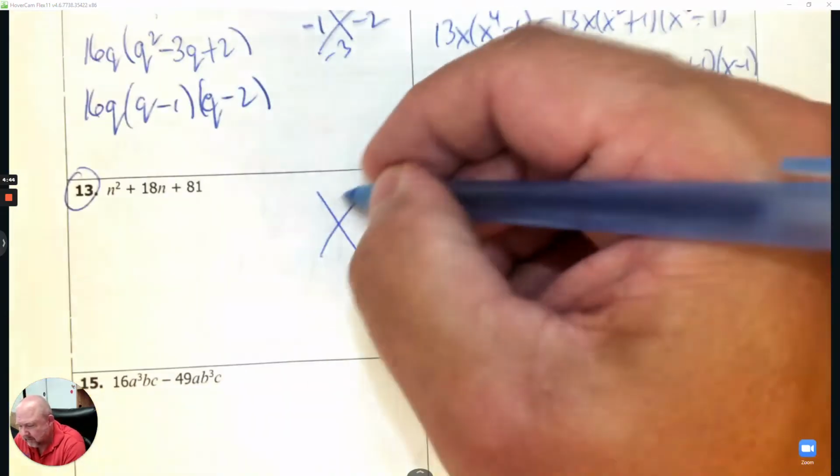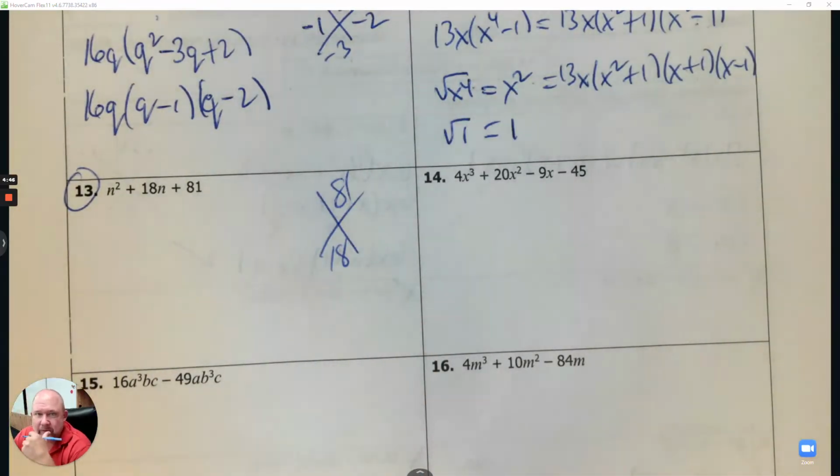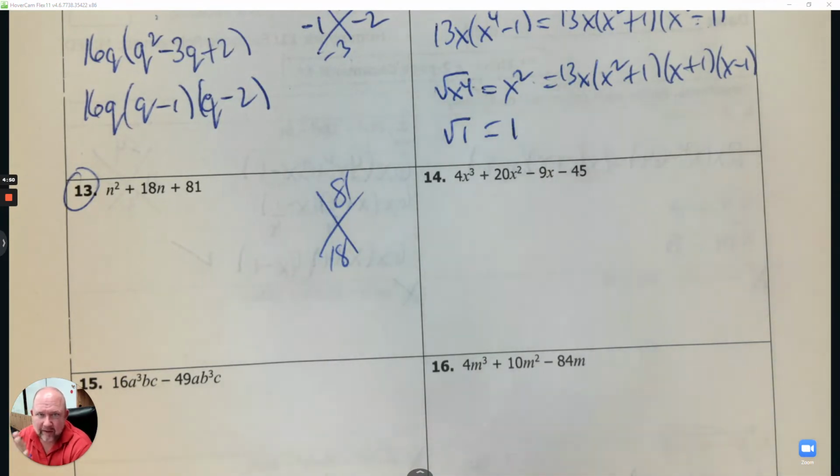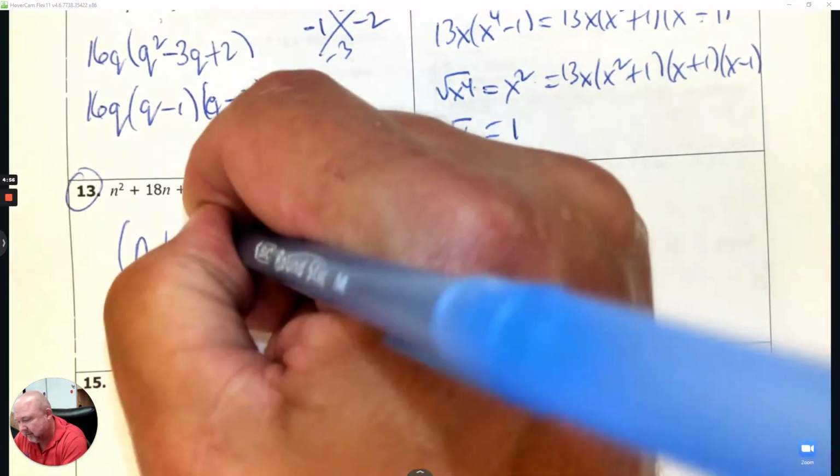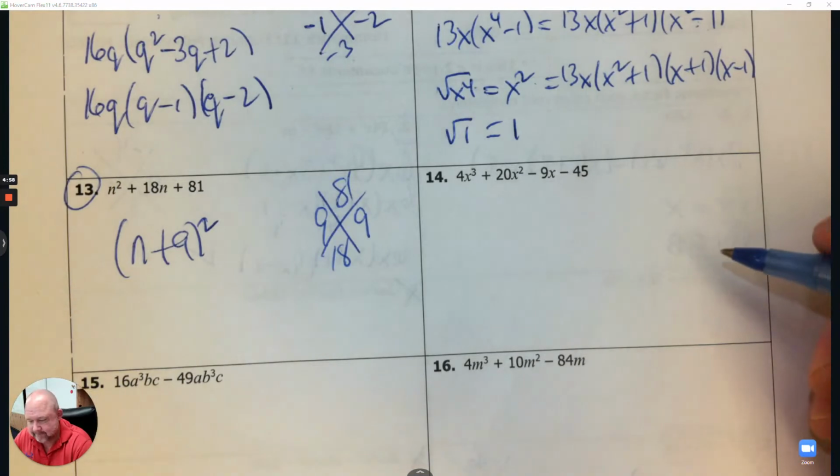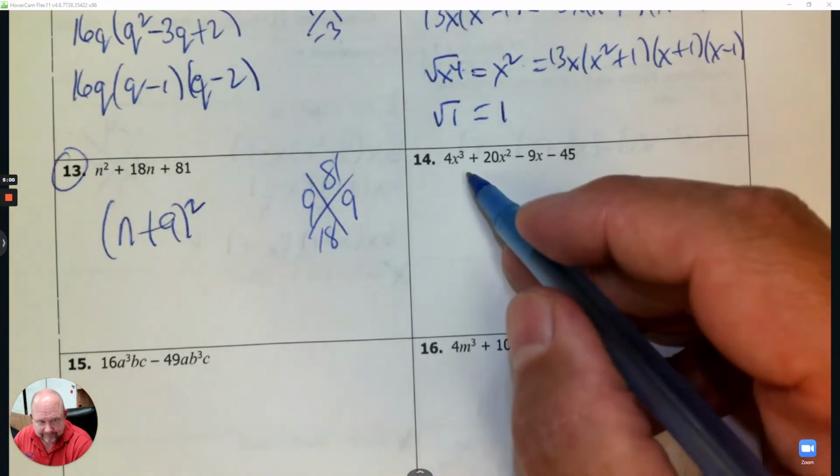Just a simple trinomial. So what two numbers multiply to 81 and add to 18? At any time you can press pause and try it first. That's the best choice. So that is 9 and 9. Because they repeat, I don't have to write it twice. I'll just square it.